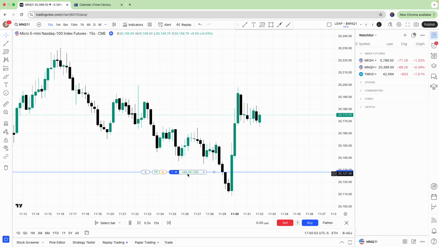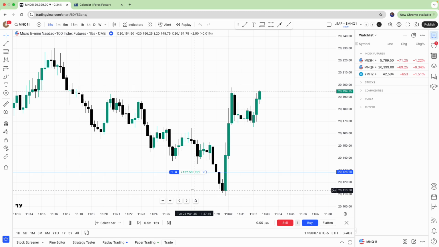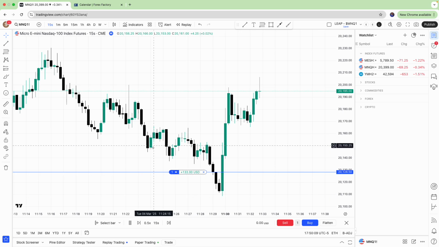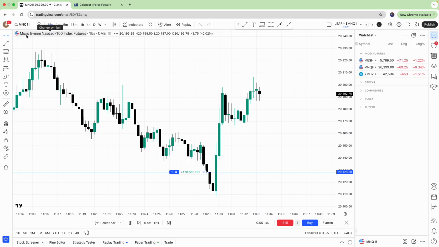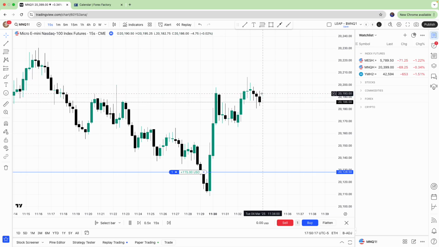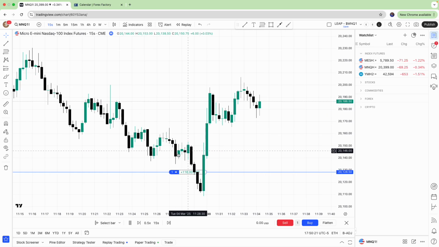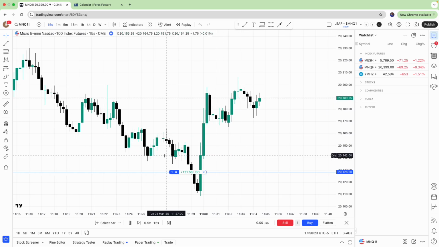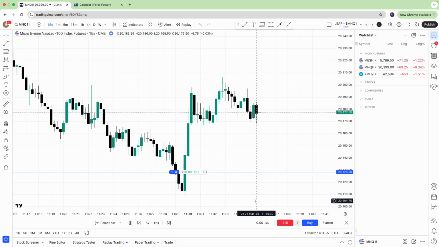And I'm just letting this run out for a little bit. So again, this is the micro contract. So every candle, let's say from 190 to 191, is $2. I'll just speed this up a little bit.